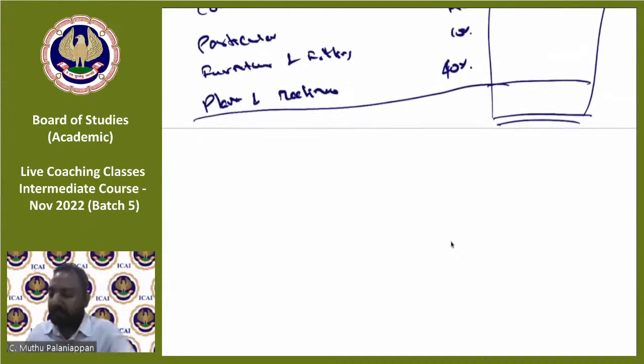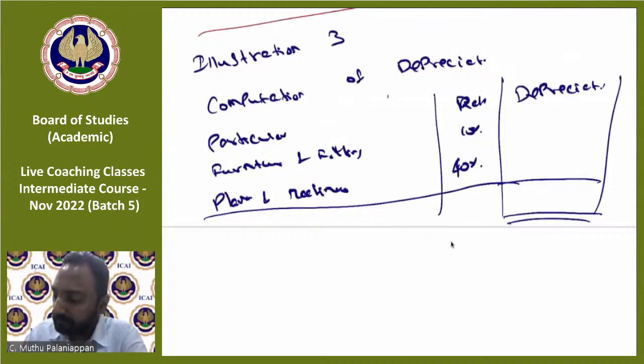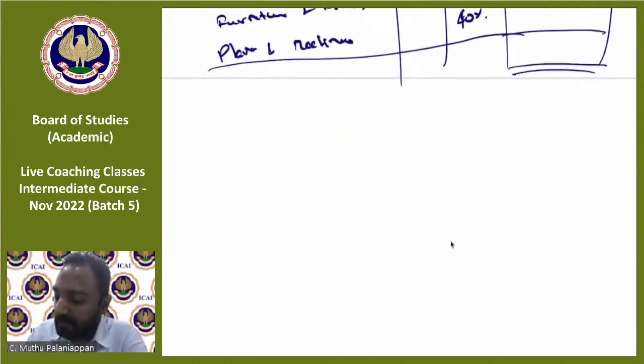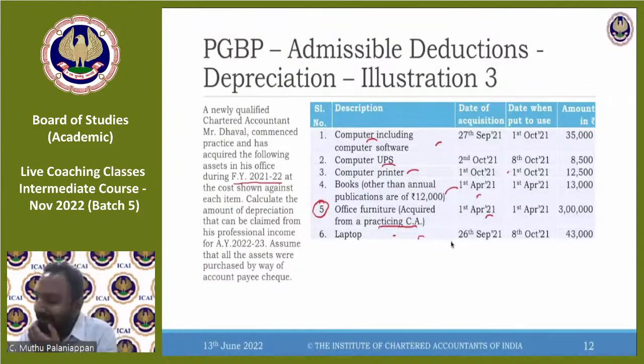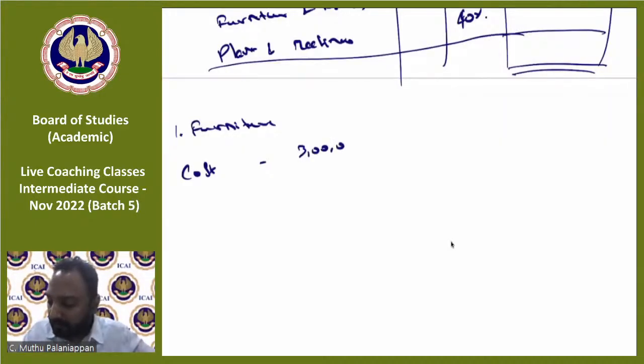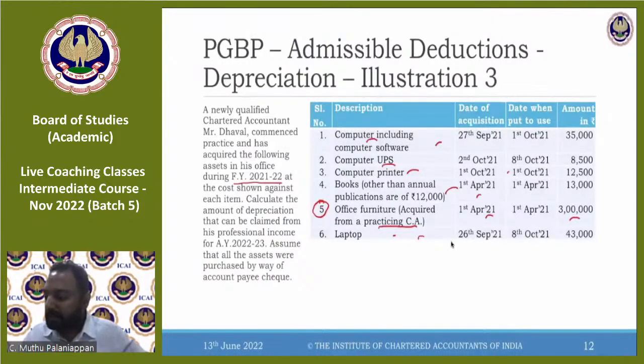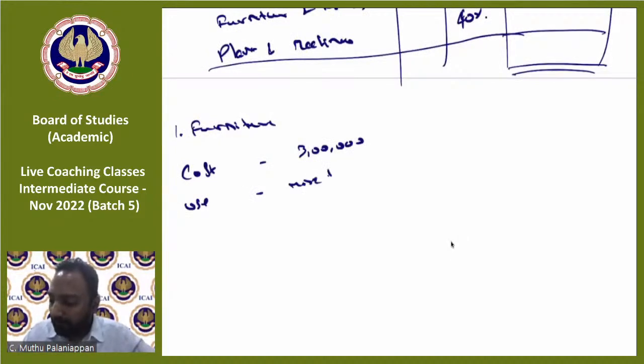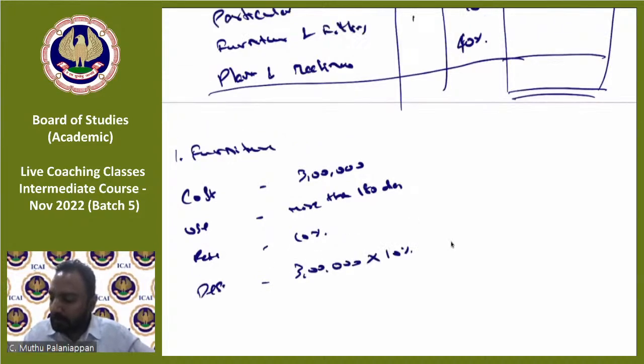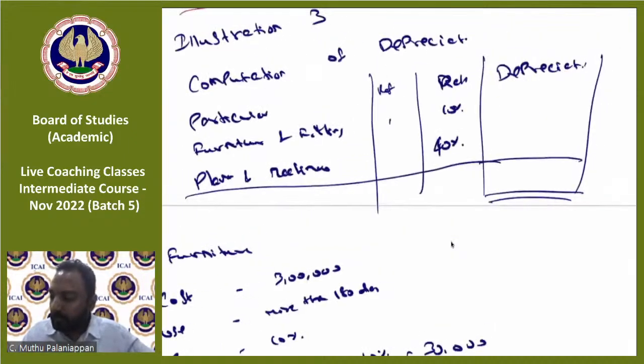Okay. So now we need to calculate. First we'll calculate for furniture. We'll put a reference here. Reference 1 is for furniture. So furniture cost is basically how much? It is 3 lakhs. So the cost of the asset is 3 lakhs. Used for less than 180 days or more than 180 days? The furniture was acquired on 1st April, so it is for the whole year. So more than 180 days, so the rate is 10%. So depreciation will be 3 lakhs into 10%, which will be 30,000. So that is the only block. So you take 30,000.